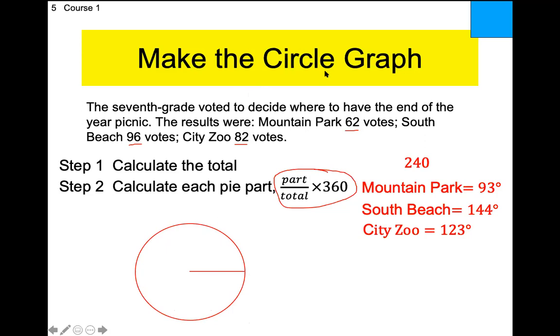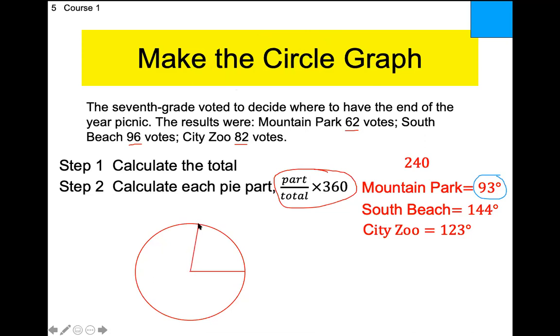Now I grab my protractor. When I grab my protractor, I'm going to look at my first category, 93 degrees. I need to make, with my protractor, 93 degrees. So I grab my protractor. Remember, I'm going to put it on the center of the circle, and I'm going to measure 93 degrees. Just be careful, 93 degrees.